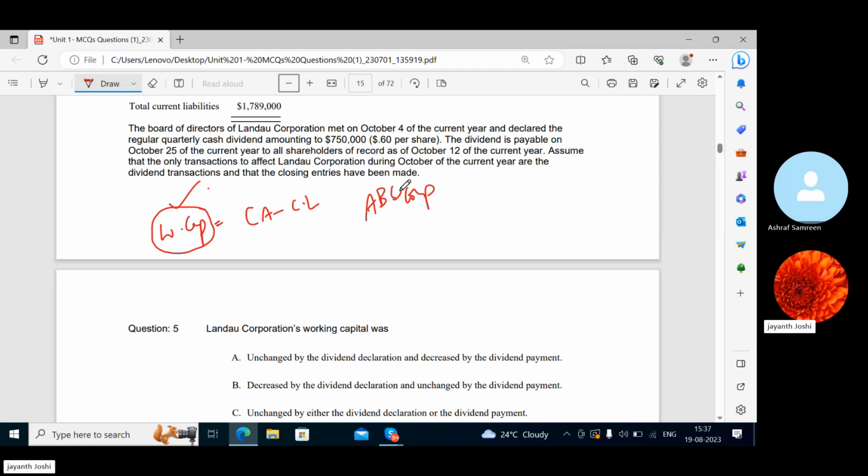I have said one more thing: excess of current assets over current liabilities is working capital. Let's say my current liability is zero and my current assets is $100,000. So what is my working capital? $100,000. This is the amount which I can use to meet my daily expenses, right?